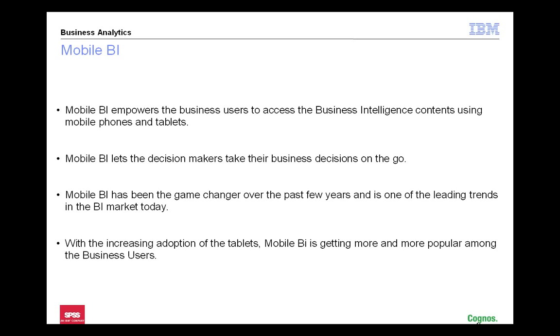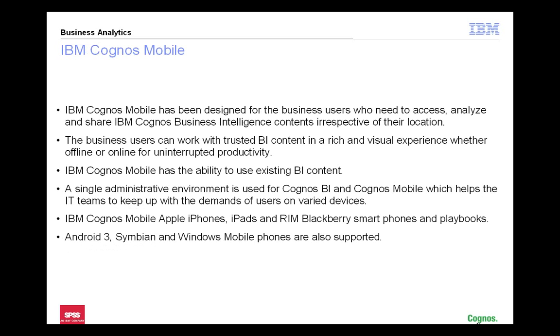Okay. The next thing is what IBM Cognos Mobile is. It's basically designed for the users so that they can access, analyze, and share the business intelligence content irrespective of their location. They do not need to log in to the business intelligence system and check their reports. Instead, they can use their phone and just access the data, analyze the information, and then share it with other colleagues, other business users. Okay, so business users can work with trusted content and have a rich and visual experience, even with the tablets that are available.